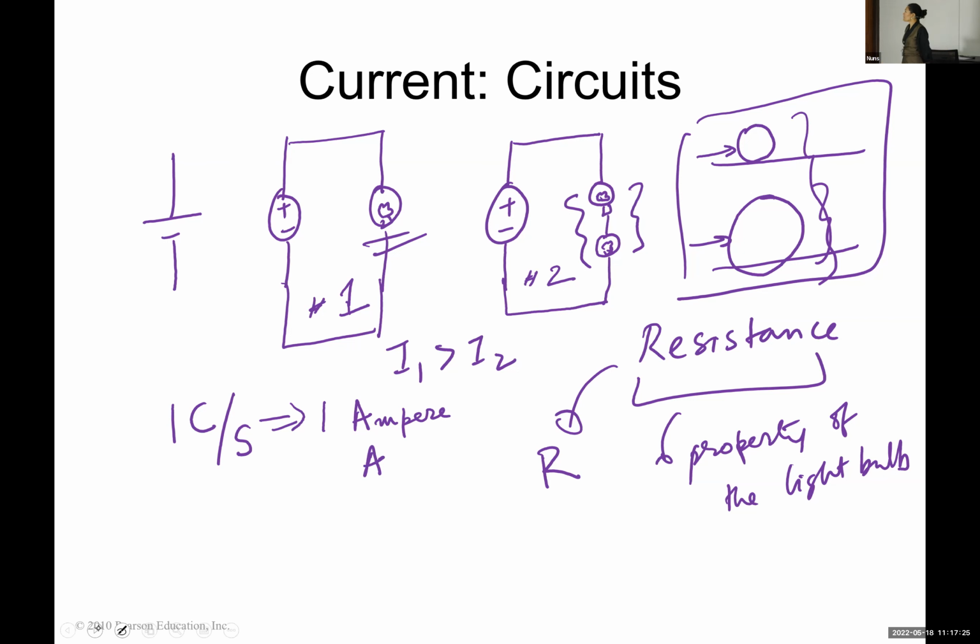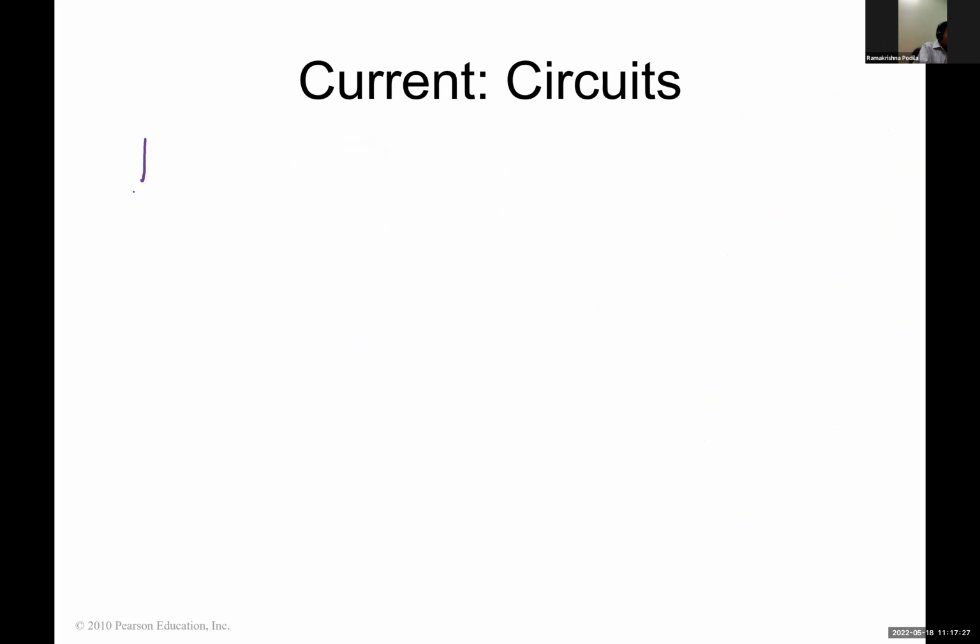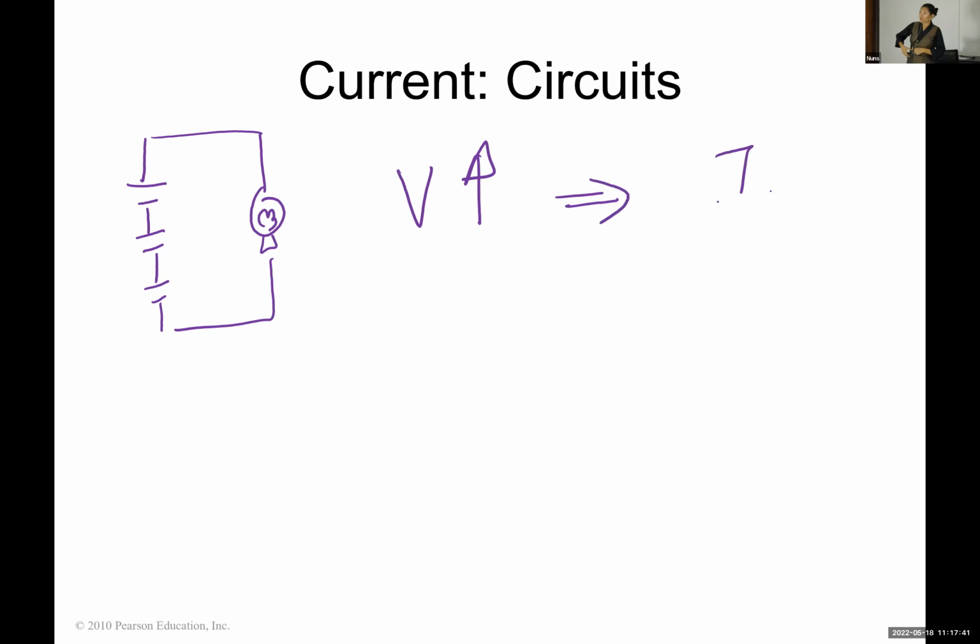Yep. Okay, so what we have seen so far is if I increase the number of batteries by keeping the same light bulb, right? I don't change the light bulb, but I increase the number of batteries, then the current increases. So if I increase the voltage difference, this implies that the current is increasing.